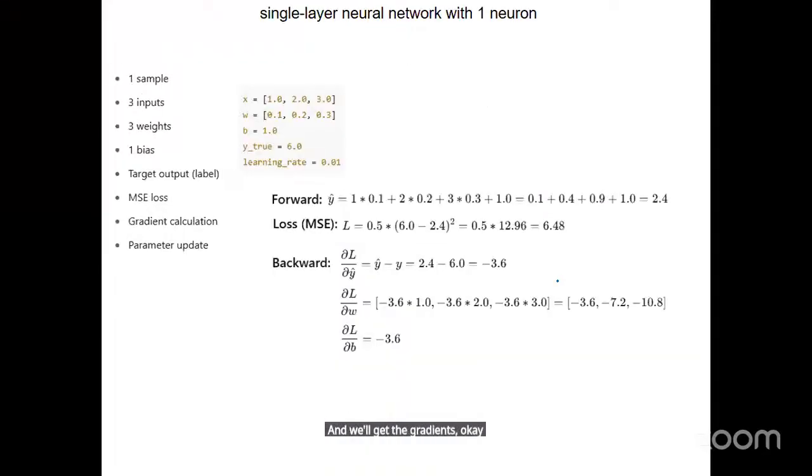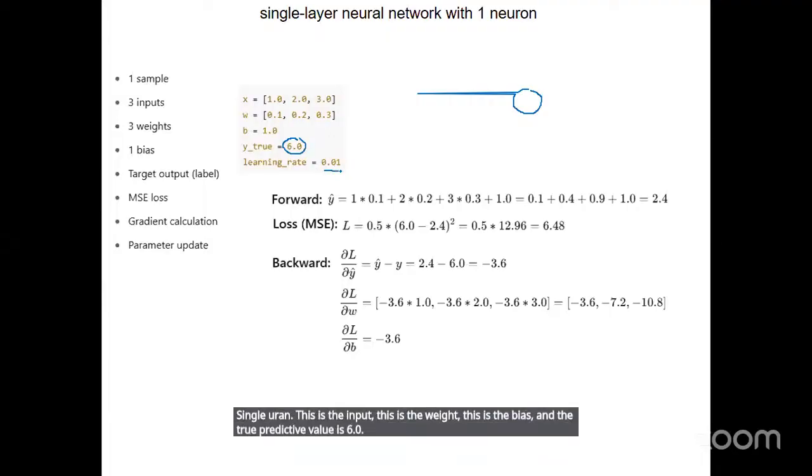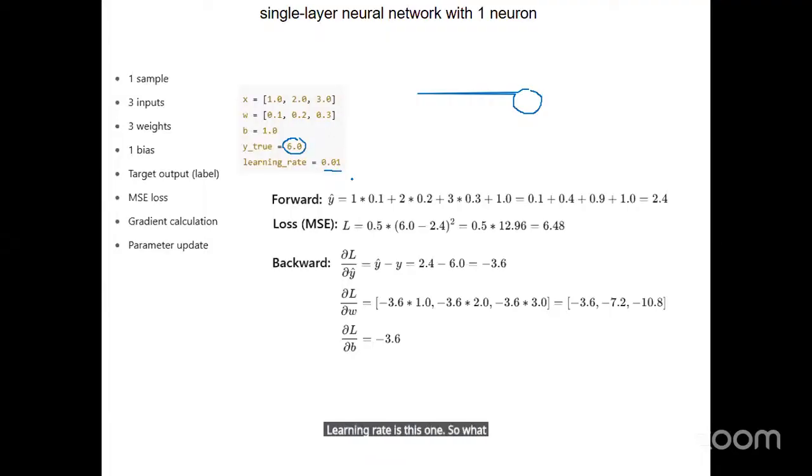Now consider there is a single neuron. This is the input, this is the weight, this is the bias, and the true value is 6.0. The learning rate is this one. So what will happen in the forward pass? First, W into X plus B, because the shape is the same. So you will do W dot X plus B.